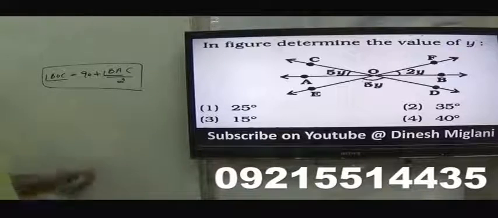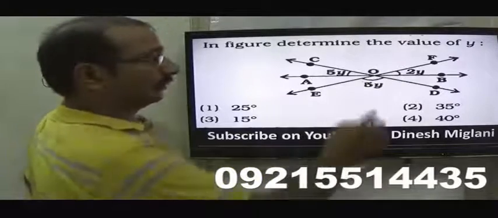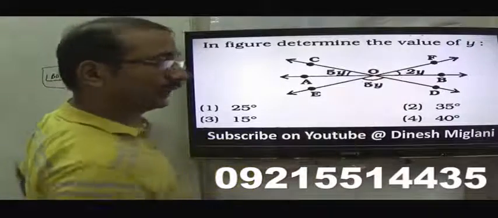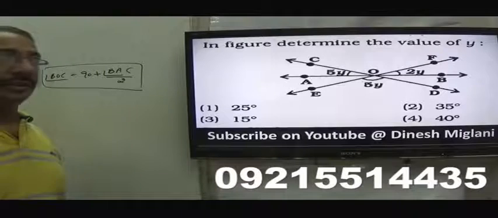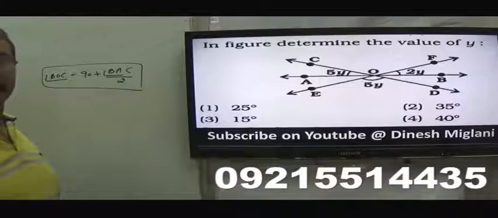In the given figure, we have to find the value of y. Right? What I can say? This is 5y. This will be 5y, vertical opposite angles. Now 5y plus 5y plus 2y, right? So the sum becomes 12y, the value of 12y is 180, so y will be 15 degrees. Third is my answer, right?